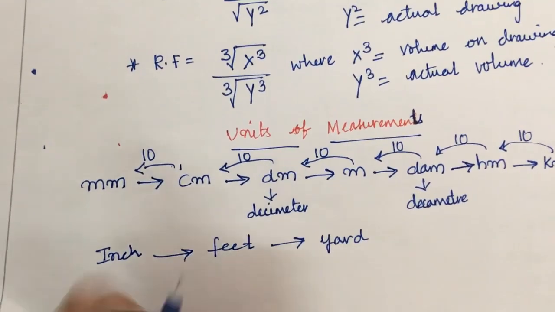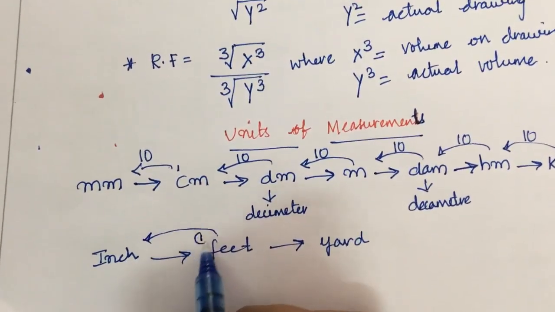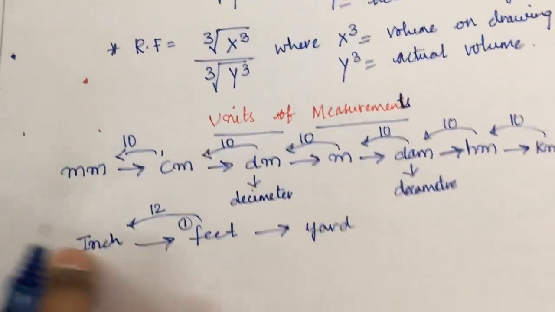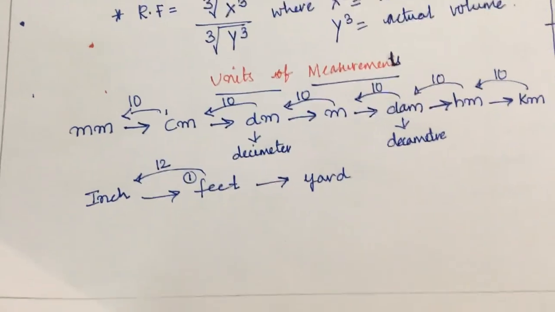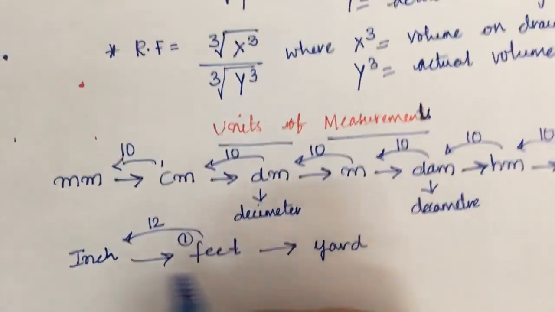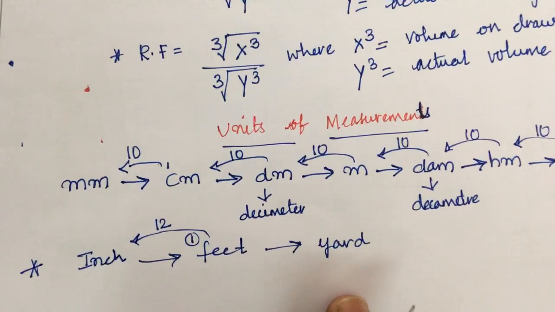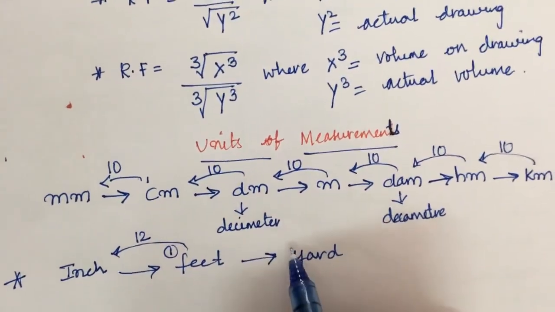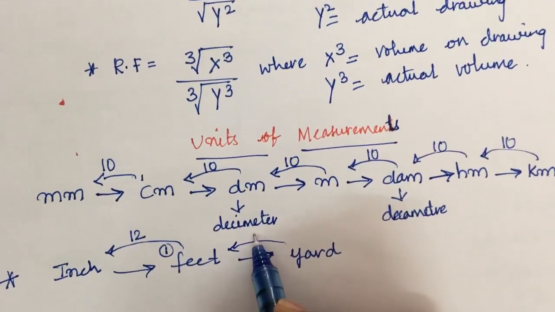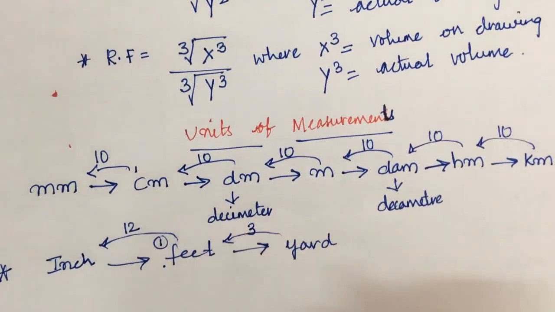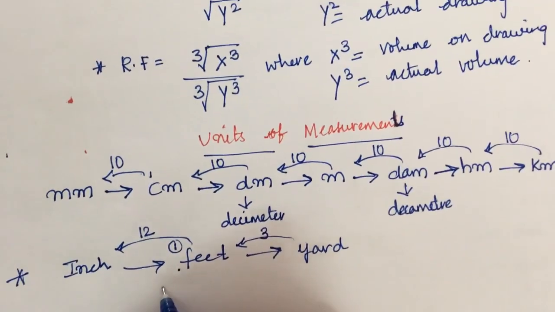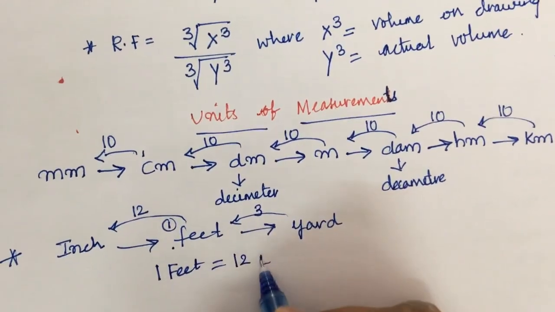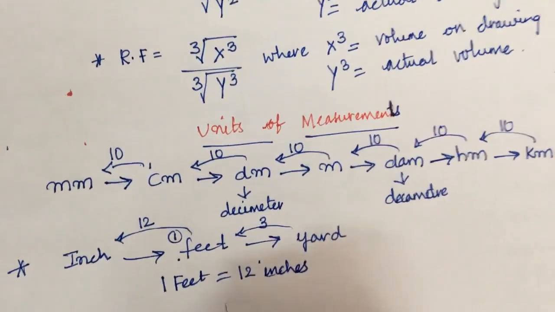So, how to work this out: 1 feet is nothing but 12 inches, dear students. You need to remember that 1 feet equals 12 inches. You are supposed to work out and practice these things related to the diagonal scale. They may ask a problem on this. So, 1 feet equals 12 inches. Later, 1 yard equals how many feet? 3 feet. 1 yard equals 3 feet. I will write it very clearly once again: 1 feet equals 12 inches.